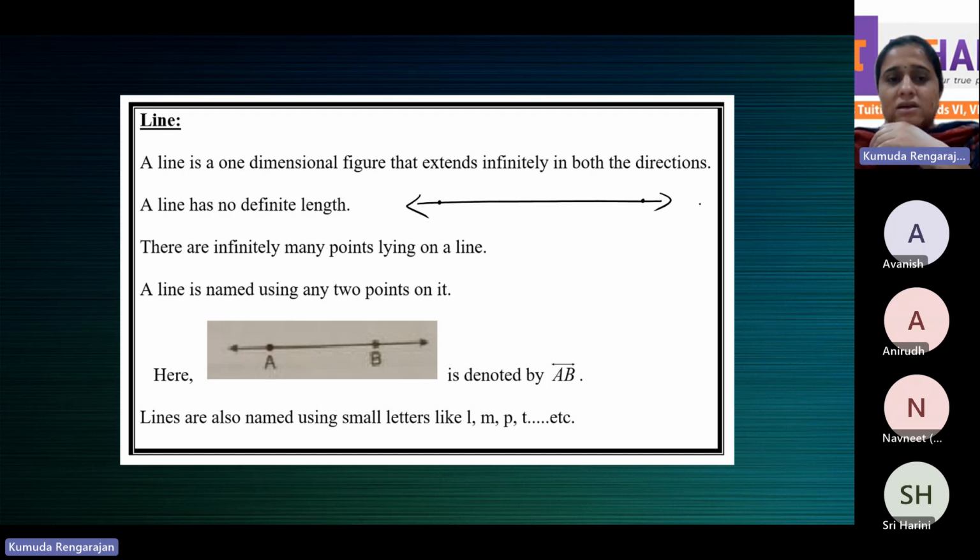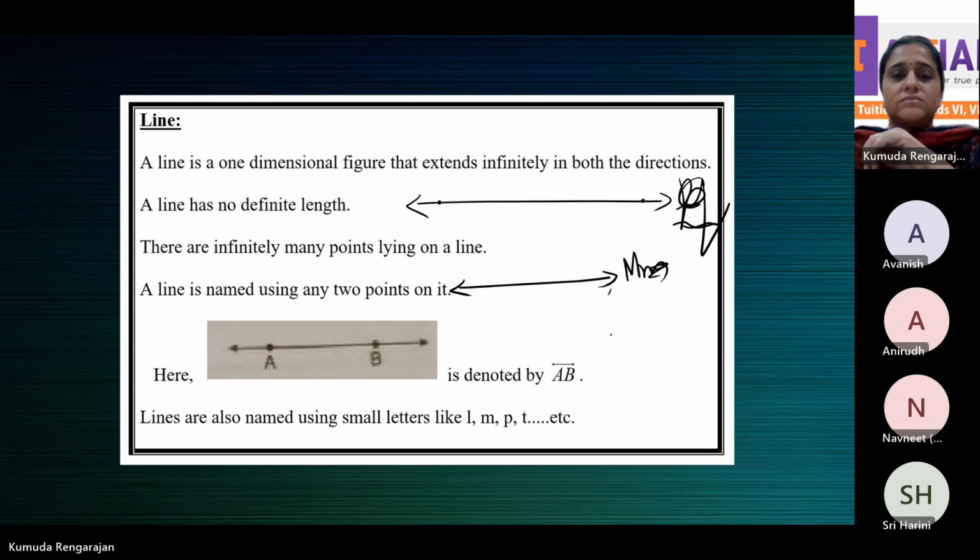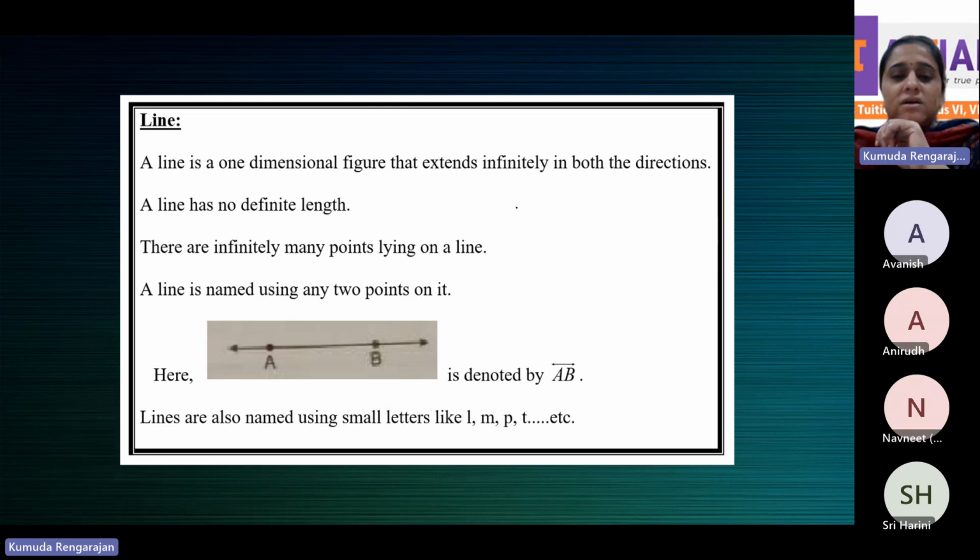This whole line, you can give it one name. That is line L, line P, line Q. Now this should be only using small letters, not capital letters. If you name the line like this, line M, then you should not use capital letter M here. Line M, small letter M. So there are 2 ways to name a line.